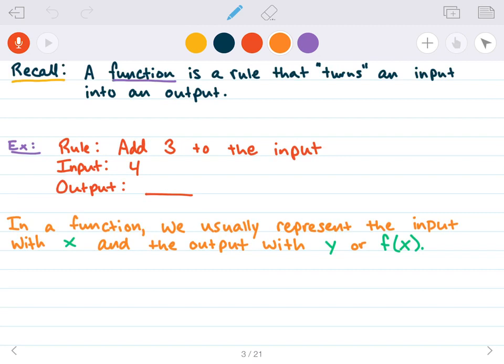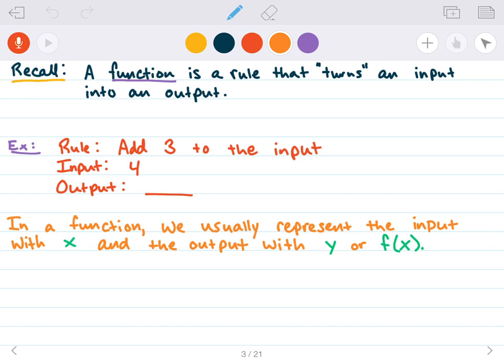Okay, so recall that a function is just a rule that turns an input into an output. And we just talked about this. So in our 3D house example, our input was our concrete mixture. Our rule was the blueprint that was fed to the 3D printer that tells the printer how to make the house. And the output is the actual house, the finished product, okay?